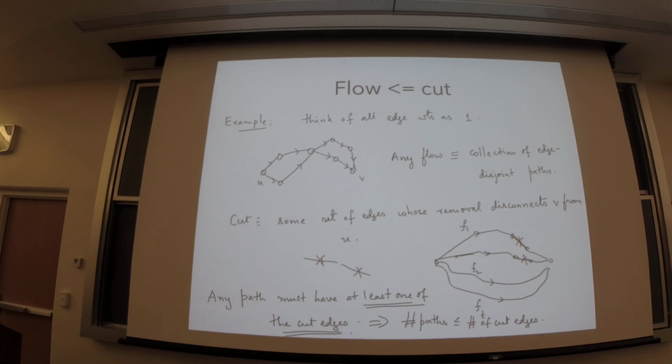Does the definition mean just from U to V, or is it from U to V and V to U? Only from U to V. So if you remove the edges of the cut, then there should be no path from U to V. There could still be some paths from V to U.